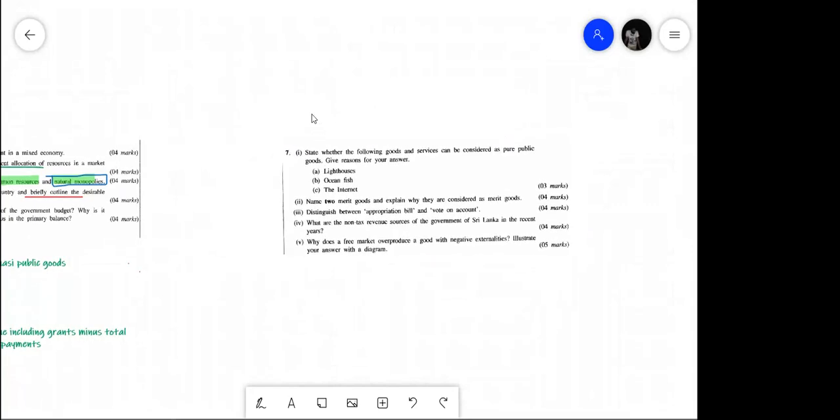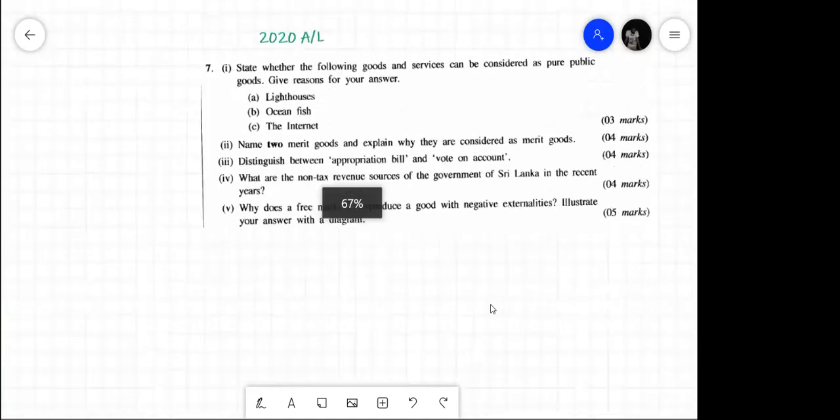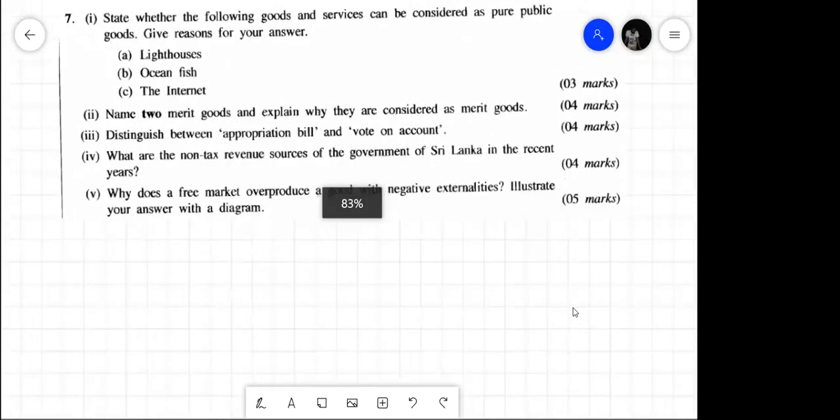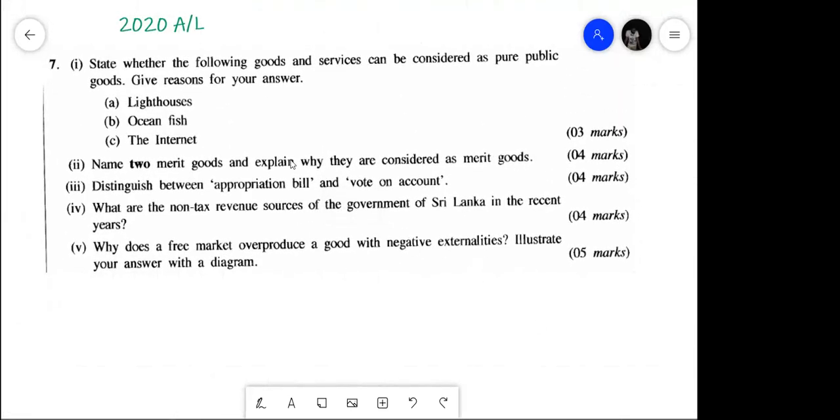Yes, always remember that you are more likely to get a paper similar to 2019 compared to 2020. I'm not saying you're getting the exact 2019 questions, but it's more likely to be like 2019 than 2020. Okay, right. So state whether the following goods are pure public goods. Give reasons for your answers. Okay, lighthouses, pure public or not?